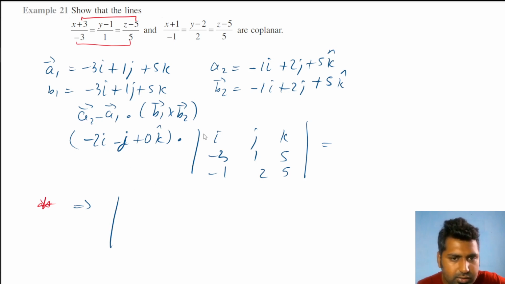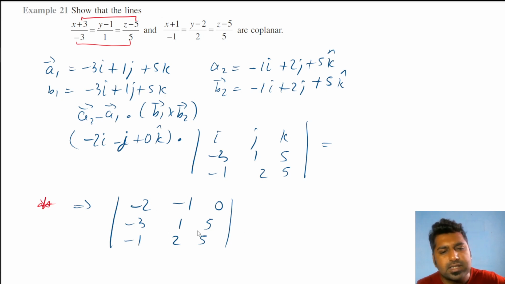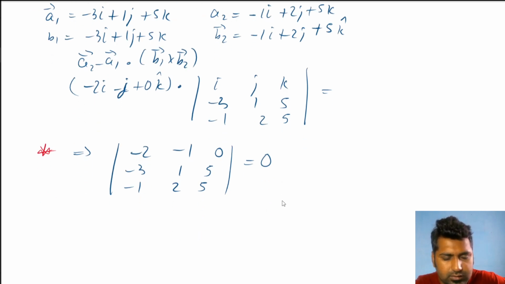So multiply i with i: minus 2 and 1. Minus 2, minus 1 and 1: minus 1. 0 with k: 0. Minus 3, 1, 5. Minus 1, 2, 5. Actually, you can write the same result directly with the Cartesian form, but again, you have to learn another form. So you have to check whether this is coming out to 0. Just open the determinant, you will get it 0.